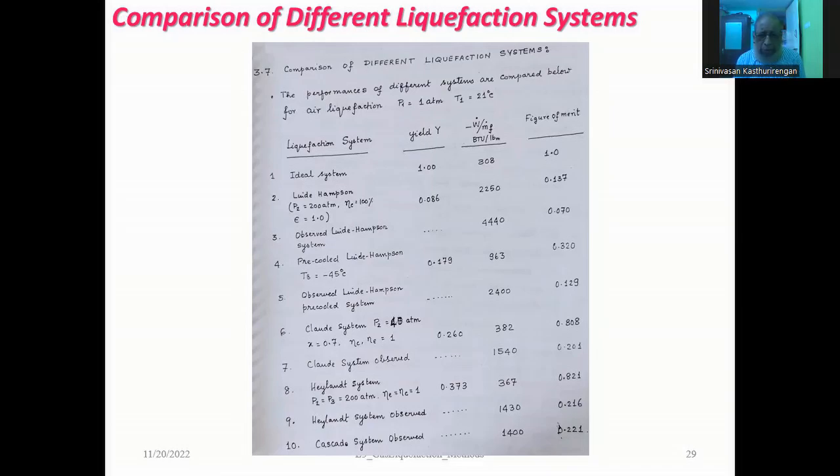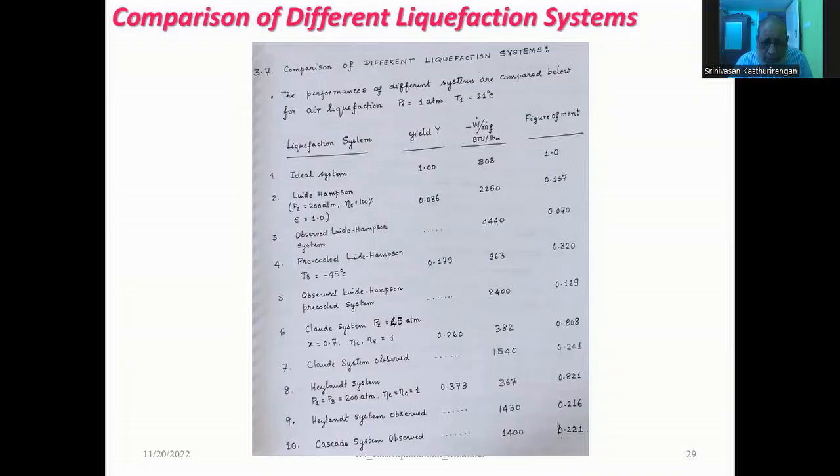Coming to the pre-cooled Linde-Hampson system, with the pre-cooling occurring at about minus 45 degrees centigrade, you have an increased yield of about 0.179 theoretically, and the work requirement per unit mass of the fluid is 963 BTU, and the figure of merit will be only about 0.32 or 32%. For the observed pre-cooled Linde-Hampson system, again, yield data is not available. This is about 2,400 BTU per pound mass. So it's about 11.9% only.